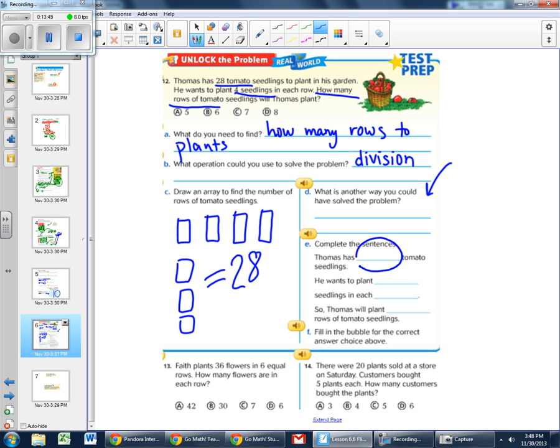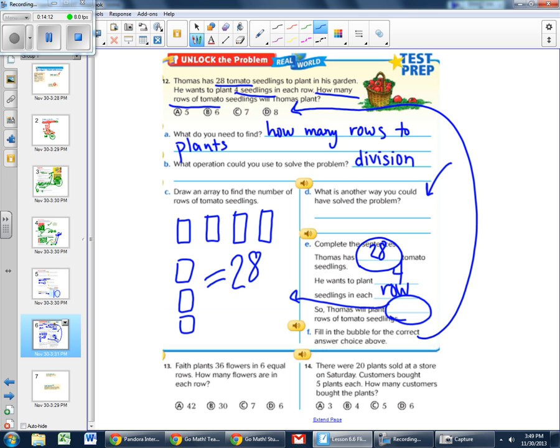You're going to find out how many he has. He has a total of 28 seedlings. He wants to plant 4 seedlings in each row, breaking it down for you. And then he will plant how many rows of tomato seedlings? That is going to be your answer from here that you drew out. Okay, fill in the bubble for your correct answer above. So I want you to go back up here and figure out which one of those it is.